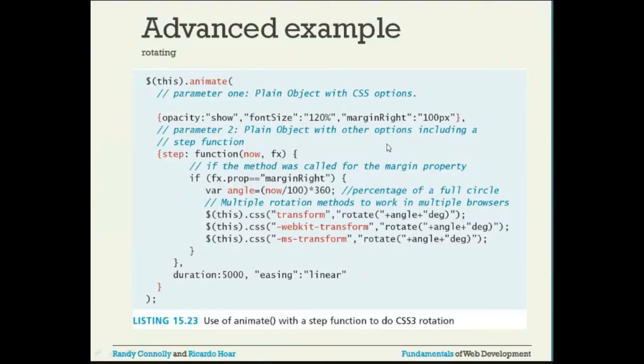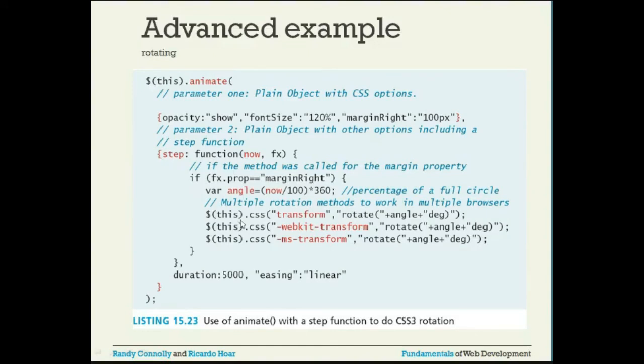The second parameter is a plain object with other options, including the step function. We have the step function and other options. We have function(now, fx). If the method was called for the margin property, we are going to check that fx.prop is equal to marginRight. Then the variable angle is equal to now divided by 100 times 360. This is a percentage of the full circle. These are the multiple rotation methods used so they will work in different kinds of browsers.